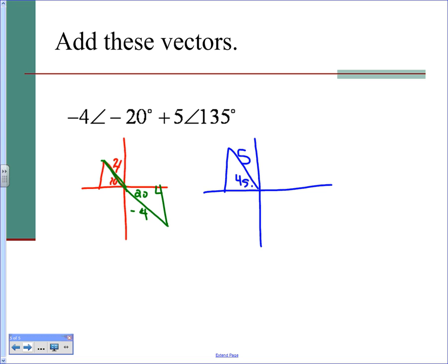Do you agree with that picture? Yeah. Any questions on the two pictures? So other than that, we do the rest the same.